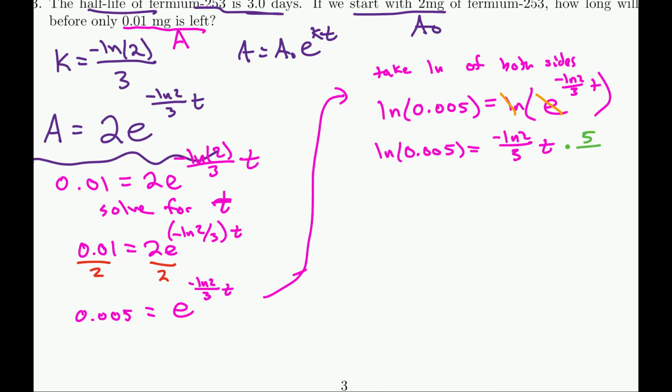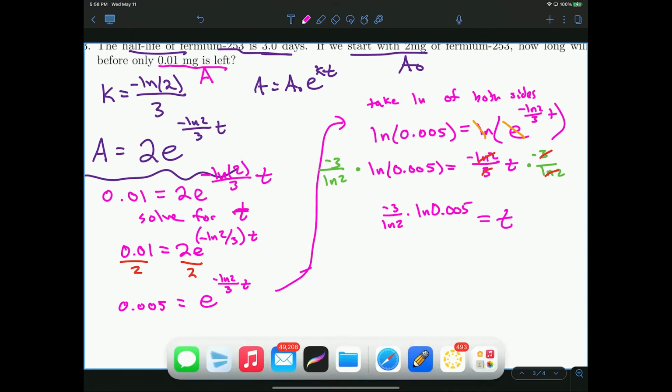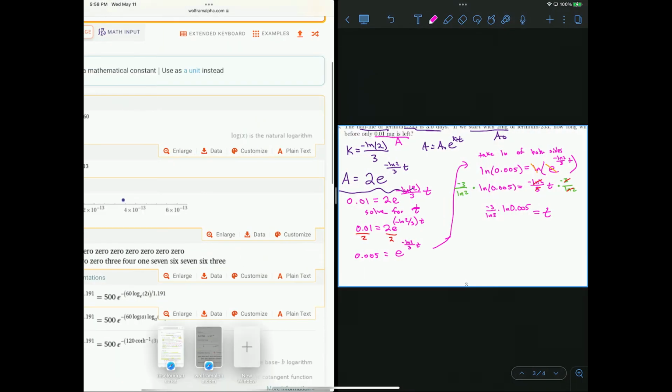That should be a 3, not a 5. Multiply both sides by the reciprocal of what's there. So negative 3 over ln2 times negative 3 over ln2. On the right-hand side, the 3's cancel, ln2's cancel, negatives cancel. So we just end up with t. On the left-hand side, we have negative 3 over ln2 times ln 0.005. But we can just type this in on a calculator or a computer and get this number.